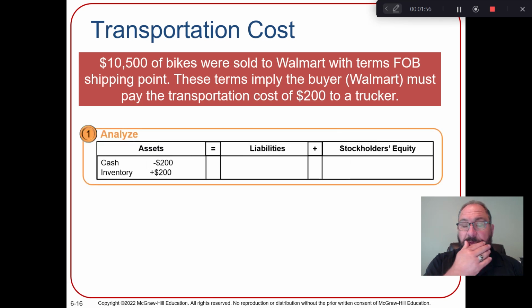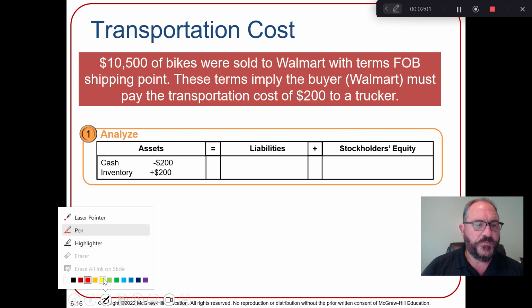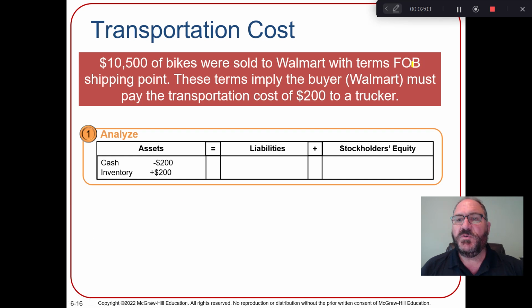Now, those bikes were sold to Walmart. Take a look at the terms here. This is kind of important to know. Okay, highlighter. They were sold to Walmart with the terms FOB shipping point. Okay, these terms imply the buyer must pay the transportation cost to a trucker. Okay, $200 to a trucker. FOB shipping point. That means as soon as they went on the truck, Walmart owned them. Okay. So notice, here's the transaction.